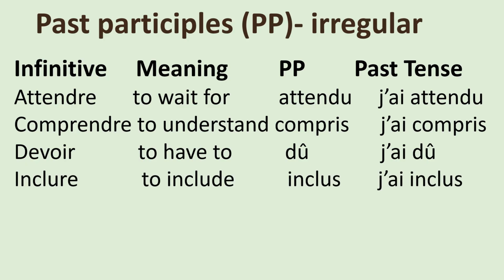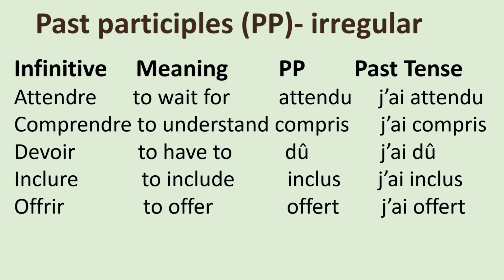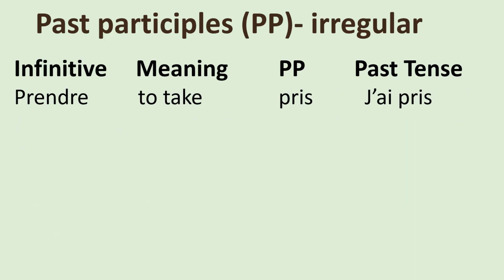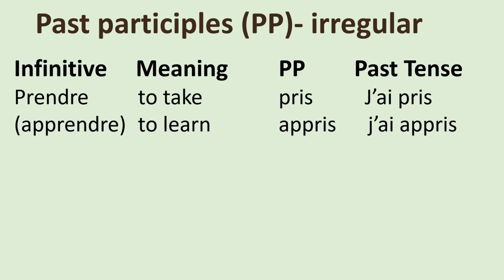And inclure, to include, inclus, j'ai inclus. Offrir, to offer, offert, j'ai offert. A bit like ouvrir, if you remember. Mettre, to put, mis, j'ai mis. Let's continue with prendre, which means to take. It gives you pris, j'ai pris. And a verb like apprendre is going to be the same. Apprendre, to learn, appris, j'ai appris, because as you can see, there's the same root, prendre.